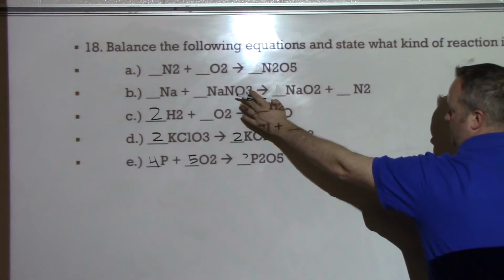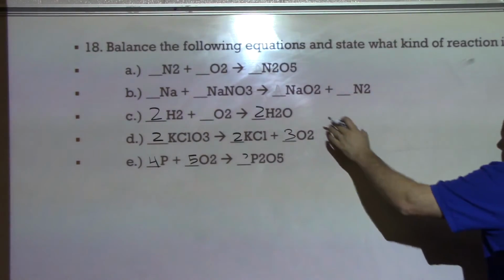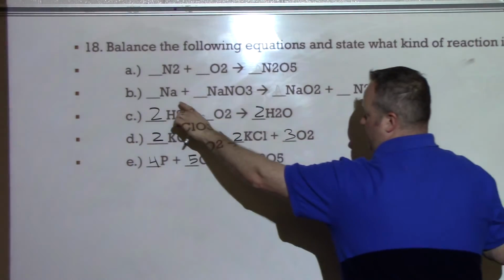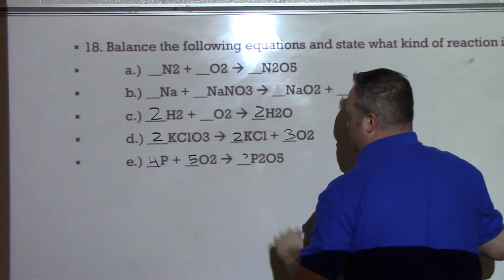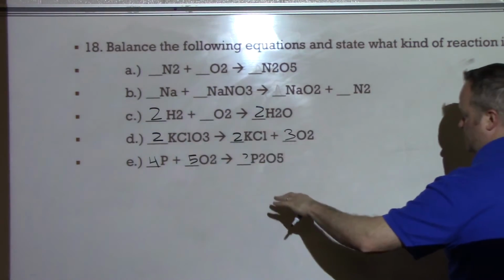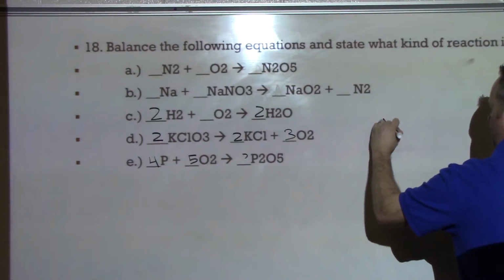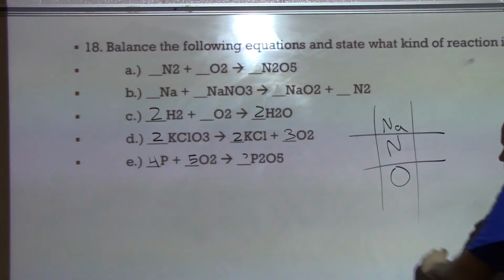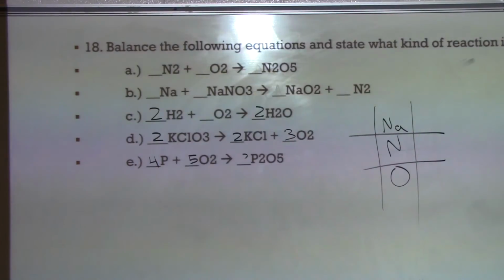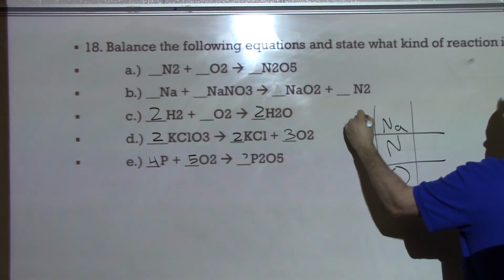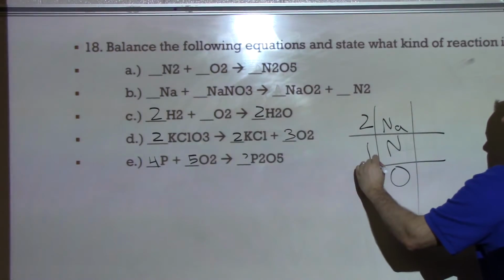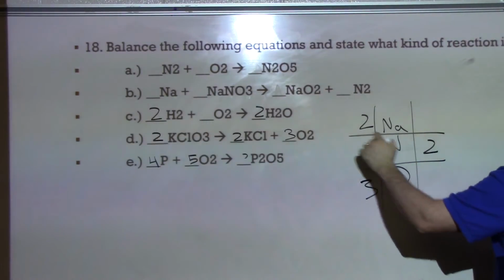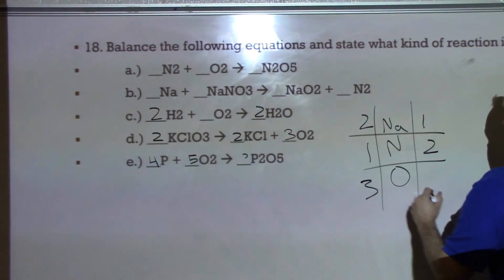B has, looks like we have a sodium in a couple different places. And then over here we have some nitrogen and oxygen. So what we need to do is be very careful, because we have a situation where we have sodium on the same side of the equation, and that's where it can get a little confusing. So making my little chart here, I have sodium, I have nitrogen, and oxygen. Okay, I'm going to go ahead and count what I currently have. I have 1 and 1, so I have 2 sodium, I have 1 nitrogen, I have 3 oxygen. On the other side I have 2 nitrogen, I have 1 sodium, I have 2 oxygen.